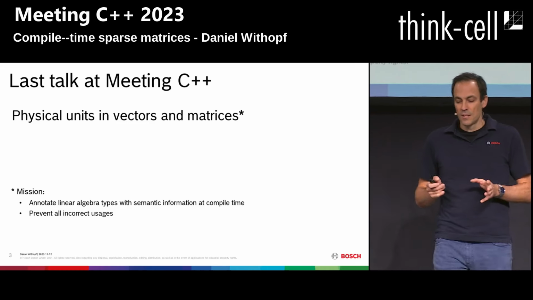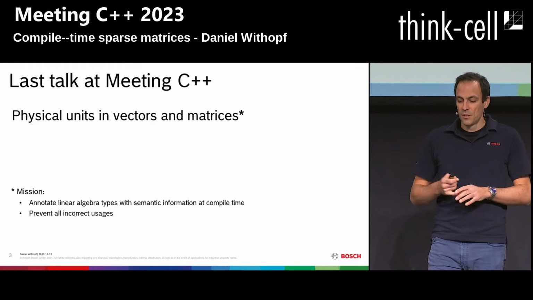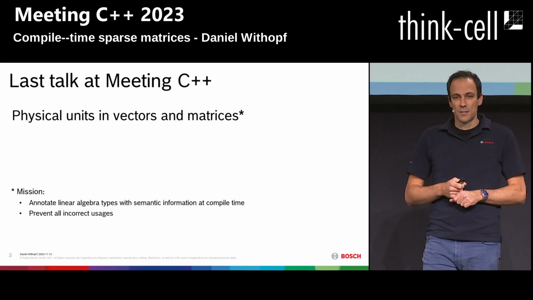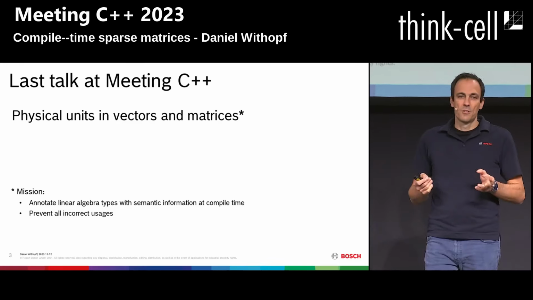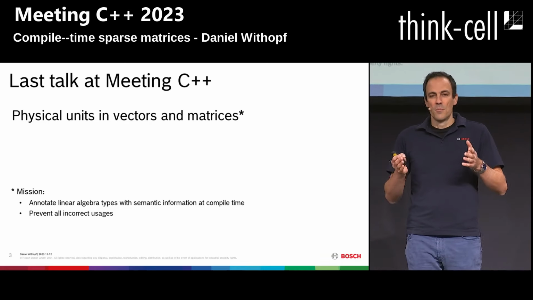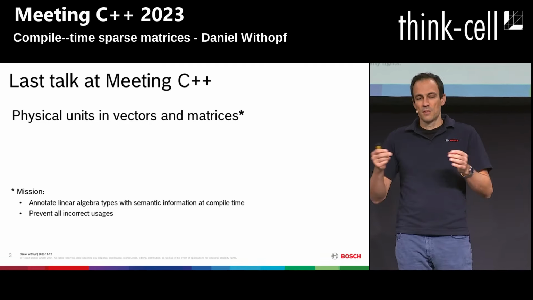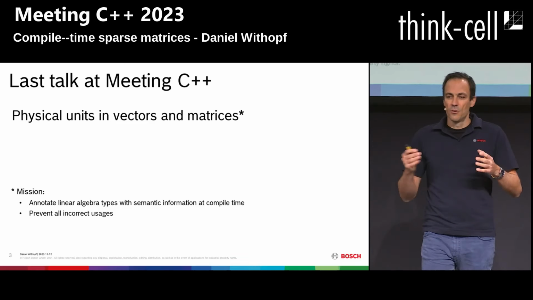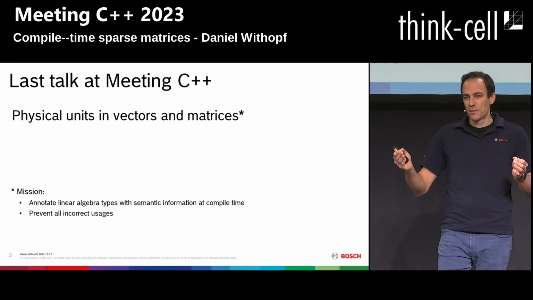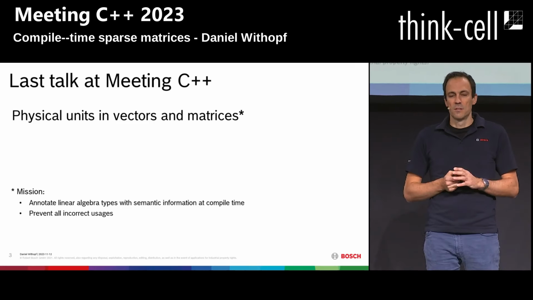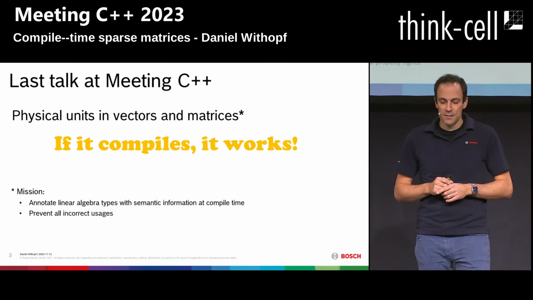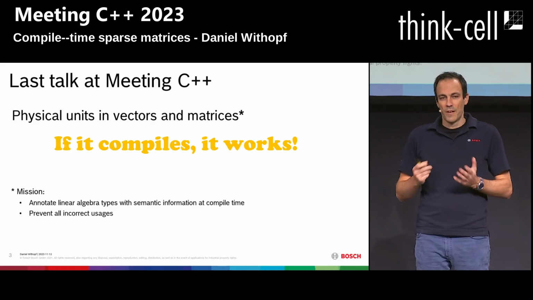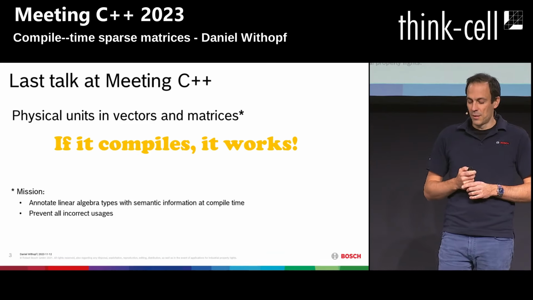And all of this was done to prevent all incorrect usages at compile time by firing static assertions if the user does incorrect operations. One example of such an incorrect operation would be if you model mathematical points and displacement vectors, so the connection between 2 points, then you only can add a point and a displacement vector, but you cannot add 2 points in a mathematical sense. That doesn't make sense. And back then, the mission statement of the talk was, if it compiles, it works, meaning we try to prevent all misuses at compile time.